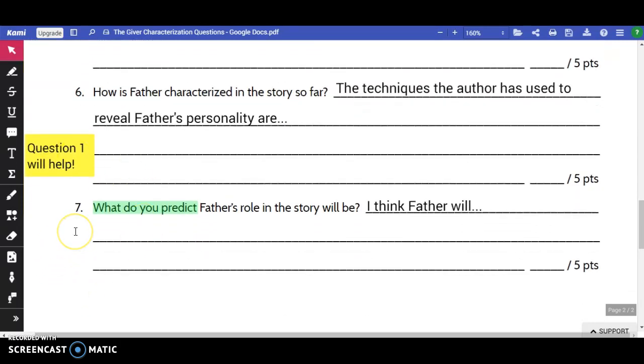Question 7, what do you predict father's role in the story will be, is asking you to make a prediction about what father is going to do and why he's going to be important in the story. If you need a sentence starter, you could begin your sentence by saying, I think father will, and then make your prediction about what you believe father will do or why father will be important later in the story.